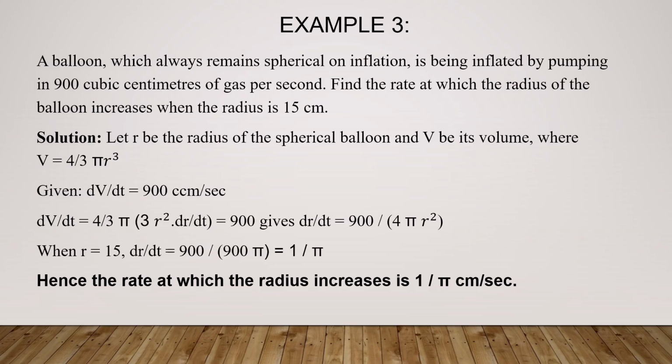Again this is a chain rule, because when you want to find the derivative of volume with respect to time, it is derivative of volume with respect to r into dr by dt. So this is equal to 900, which gives dr by dt is equal to 900 upon 4 pi r square. When r is 15 centimeter, dr by dt is 900 upon 900 pi, which is 1 by pi. So the rate at which the radius increases is 1 by pi centimeter per second.